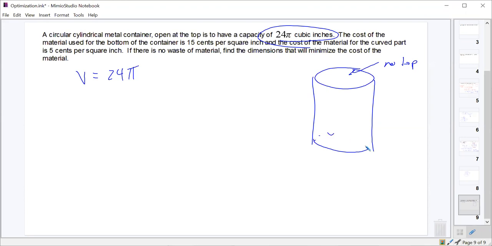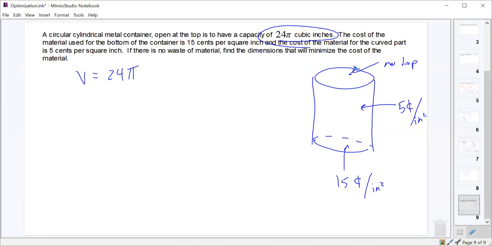The cost of the material for the bottom is 15 cents per inch squared. And the cost for the lateral part of it, the curved part, is 5 cents per inch squared. Okay. And we want to minimize the cost. So there's no cost for the top, so we don't need to worry about that because there is no top. But we do need to worry about the base.